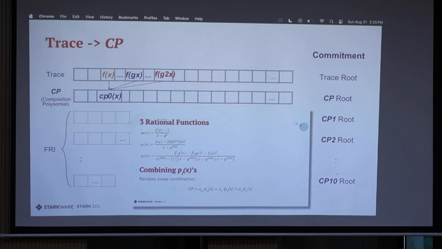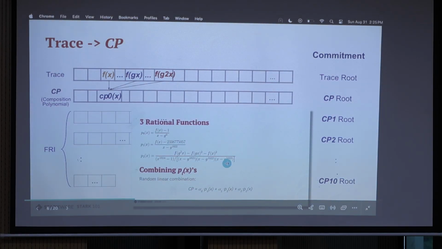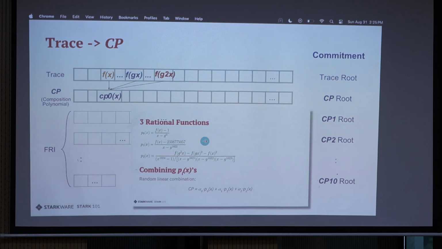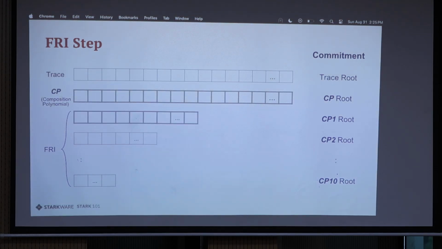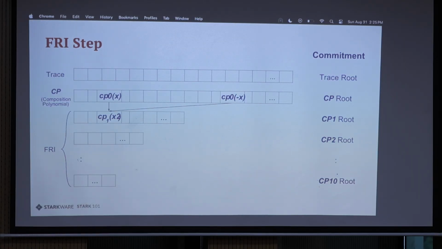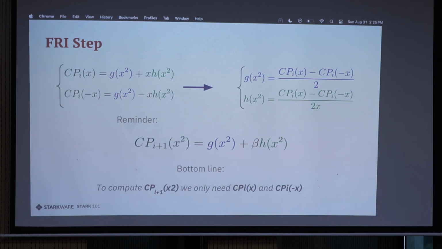Now, the verifier, so you can see through here why the verifier using f of x, f of g of x, and f of g squared of x can compute Cp0 of x. Then the prover will send Cp0 of minus x, and then using Cp0 of x and Cp0 of minus x, the verifier can compute Cp1 of x squared.